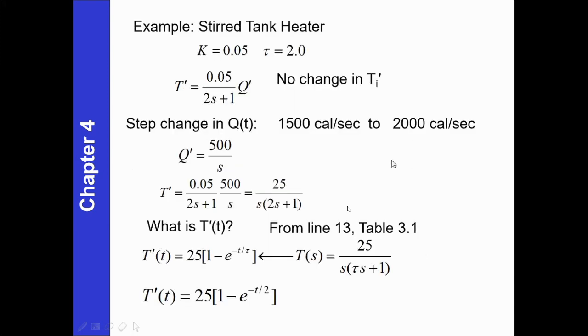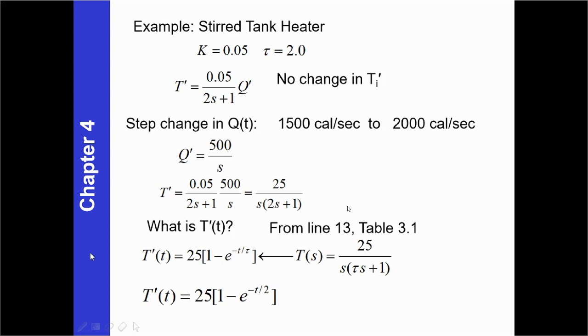For example, in that stirred tank heater, if we have the value for K equal to 0.05 and the time constant tau equal to 2.0, then T dash equals 0.05 over 2s plus 1 times Q dash, with no change in Pi dash. Given a step change in Q from 1500 calories per second to 2000 calories per second, then Q dash equals the difference, 500 over s. So T dash equals 0.05 over 2s plus 1 times 500 over s, which is equal to 25 over s times 2s plus 1.